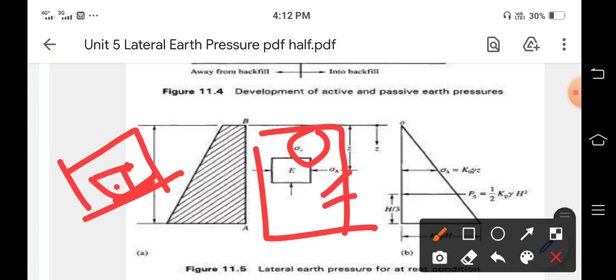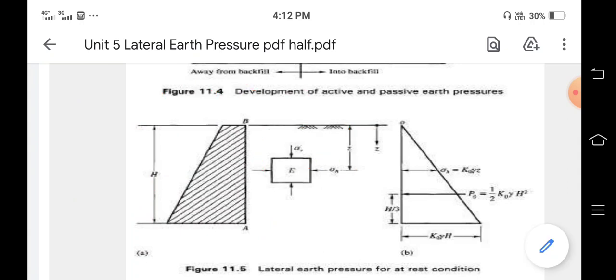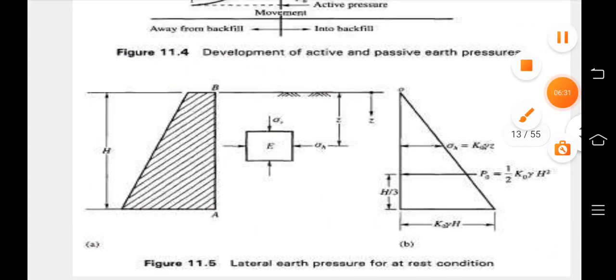So this vertical pressure, which is acting at depth z, because we are considering the depth z, we can calculate as sigma v equal to gamma into z.